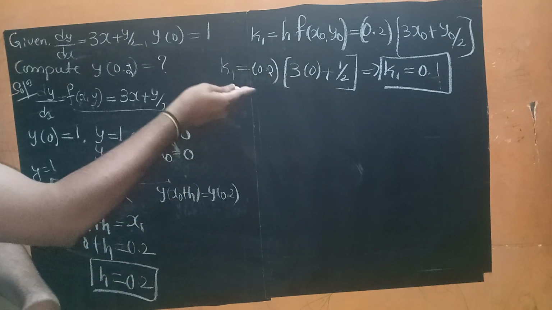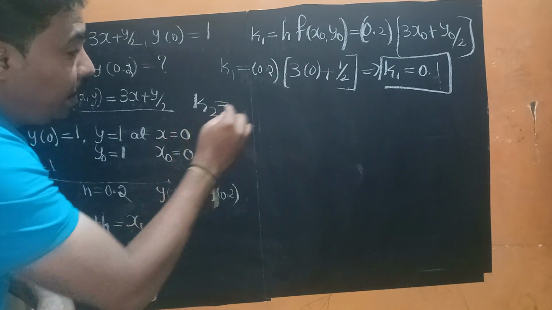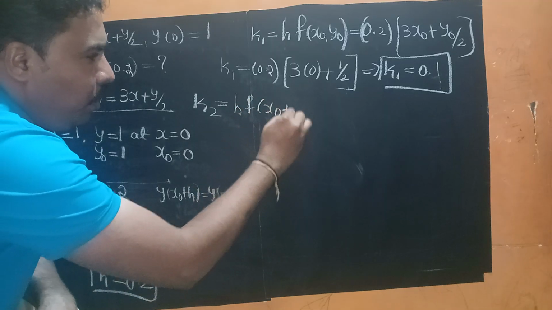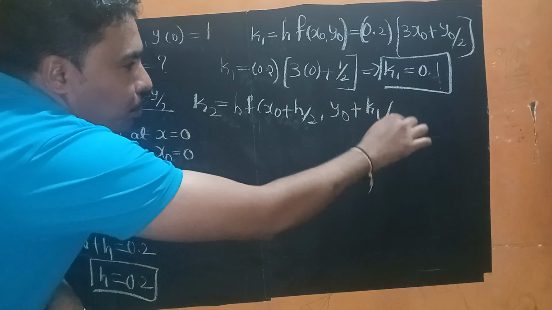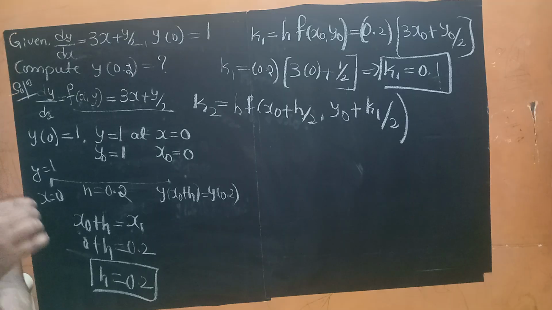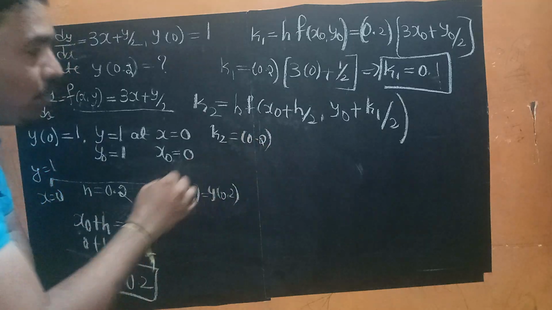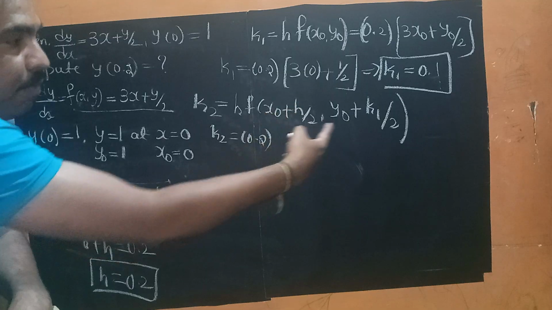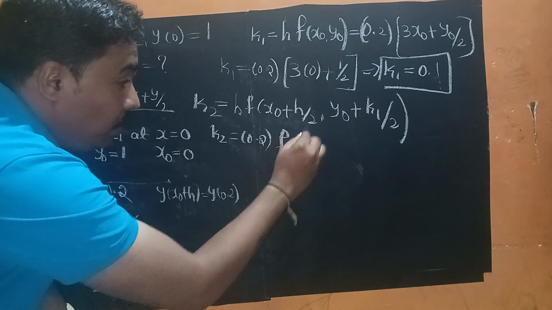Then K2. Here I will write the answers directly because there is no calculator to find everything here. You just follow the procedure and calculate using a calculator, and as per the procedure you will get the answers. So what is K2? K2 is h into f of x0 plus h by 2 comma y0 plus K1 by 2. Here the comma is there, you have to remember. Before substituting in f of x comma y, first we have to simplify. We have to make it in the form of f of x comma y, then replace.